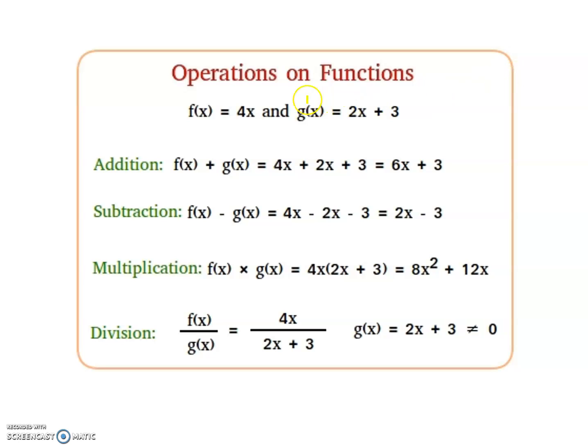Operation of the function. f(x) = 4x, g(x) = 2x + 3. Addition: 4x + 2x + 3 = 6x + 3. Subtraction: 4x minus g(x) = 4x - 2x - 3. So we have to compare this way. Today's lecture is over.